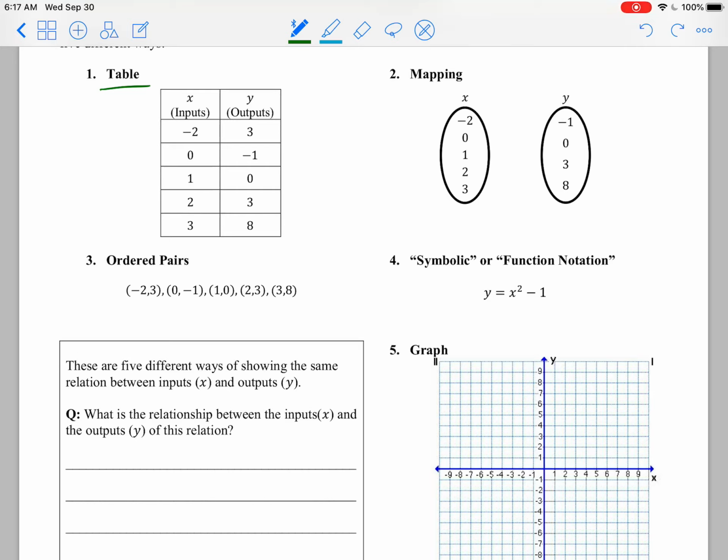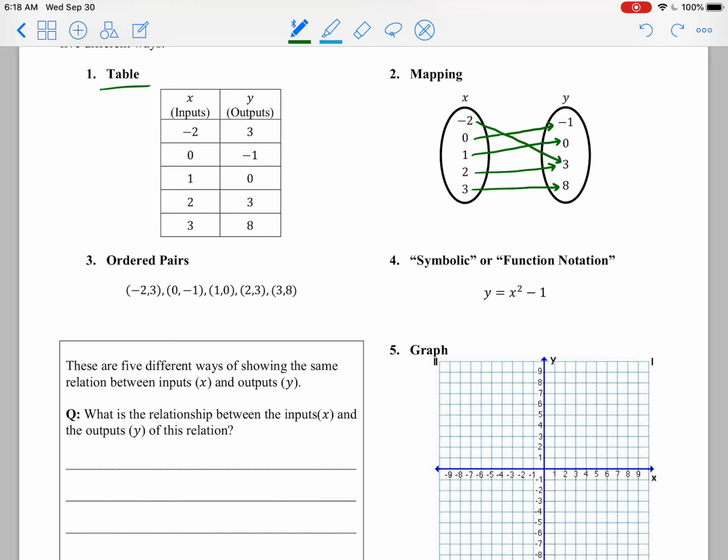There's a mapping over here. So what you do is see how -2 matches with 3. What we're going to do is take -2 and 3 and draw a line between them over here on the mapping. Okay, and then let's actually finish the rest of them. So 0 pairs up with -1, so 0 goes to -1, and some people will actually draw arrows here. 1 matches with 0, so if you have an input of 1, the output is 0. If you have an input of 2, the output is 3, so 2 goes to 3. And then 3 goes to 8. So let's go 3 to 8 there. Okay? So this is called a mapping.